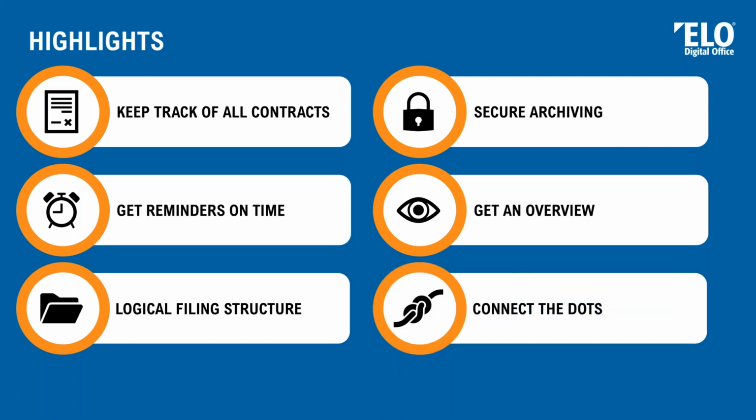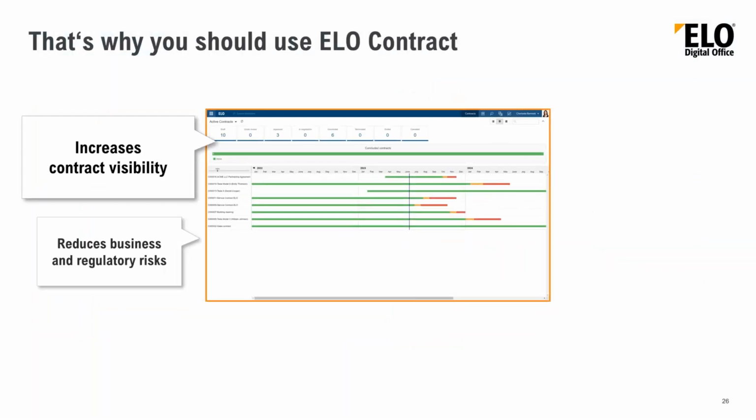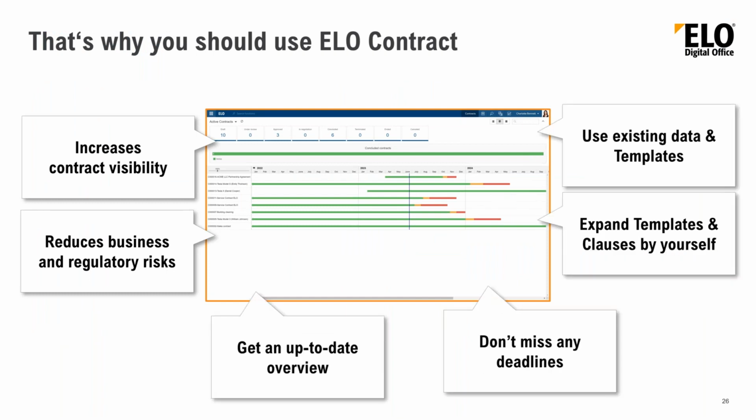And you can connect the dots together. So you have an overview of the different contract types. You even know how much it costs for, let's say, service contracts, or how much you get for, let's say, partnership agreements, as we saw in our example earlier. So you get an overview, you know every detail of the contract, and you know where to look. So it increases the contract visibility.